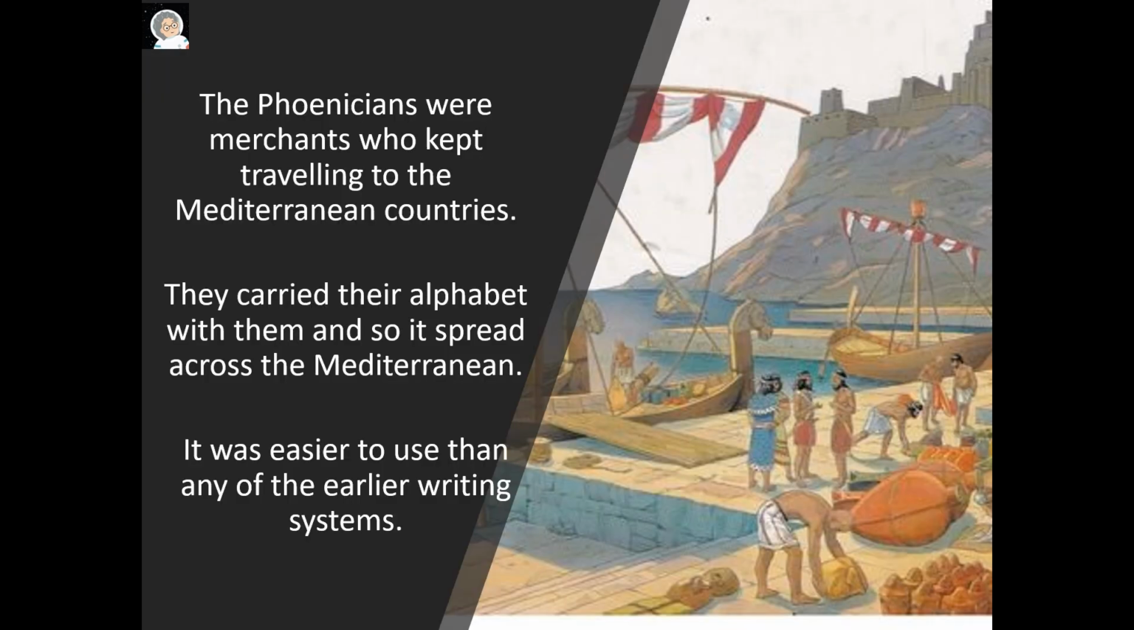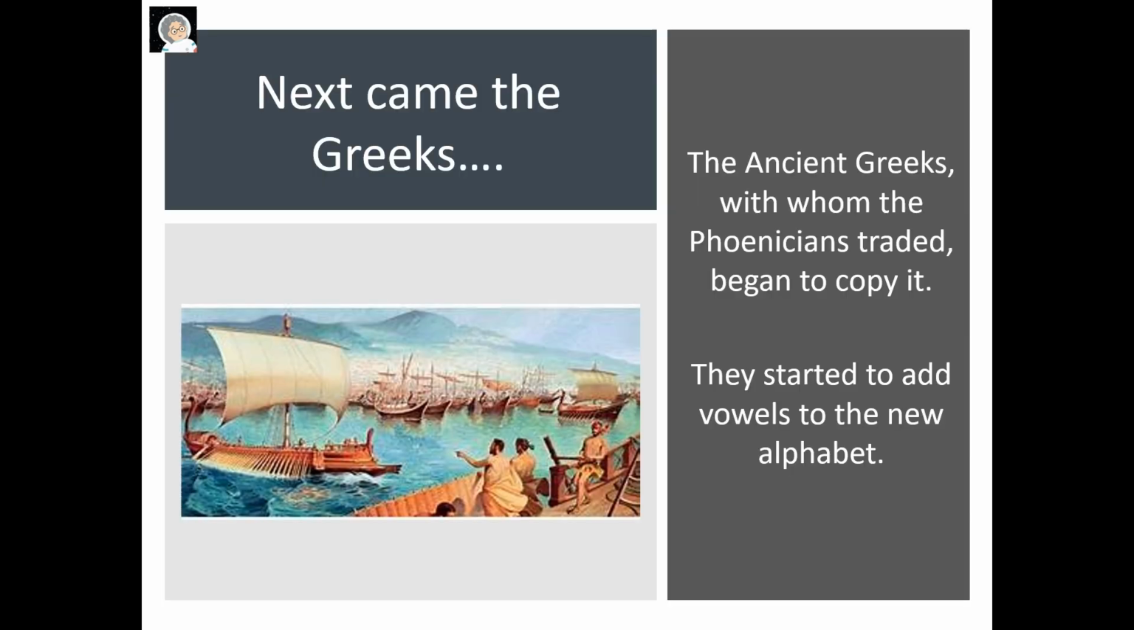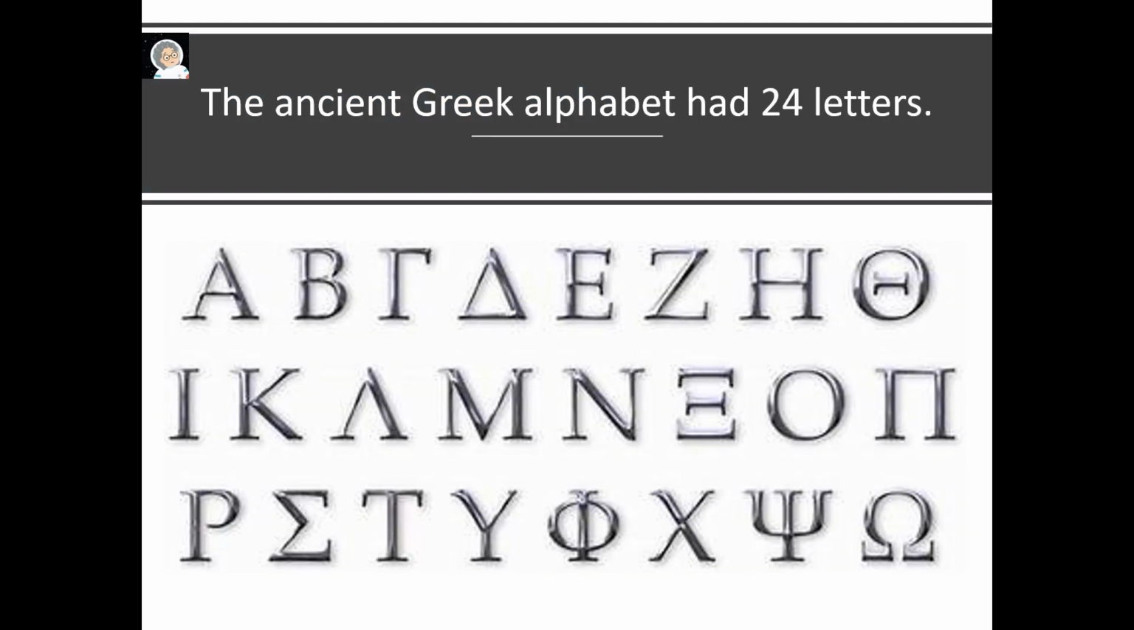The Phoenicians were merchants who kept traveling to the Mediterranean countries. They carried the alphabet with them, and so it spread across the Mediterranean. It was easier to use than any of the earlier writing systems. Next came the Greeks. The ancient Greeks, with whom the Phoenicians traded, began to copy it. They started to add vowels to the new alphabet. The ancient Greek alphabet had 24 letters.